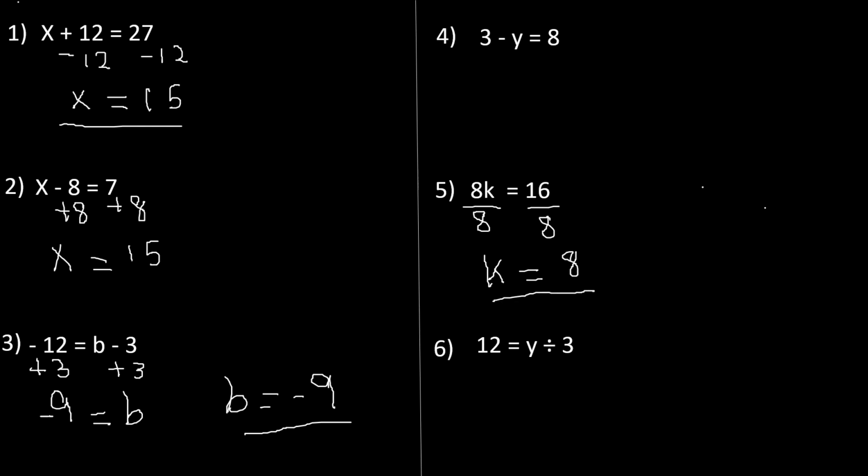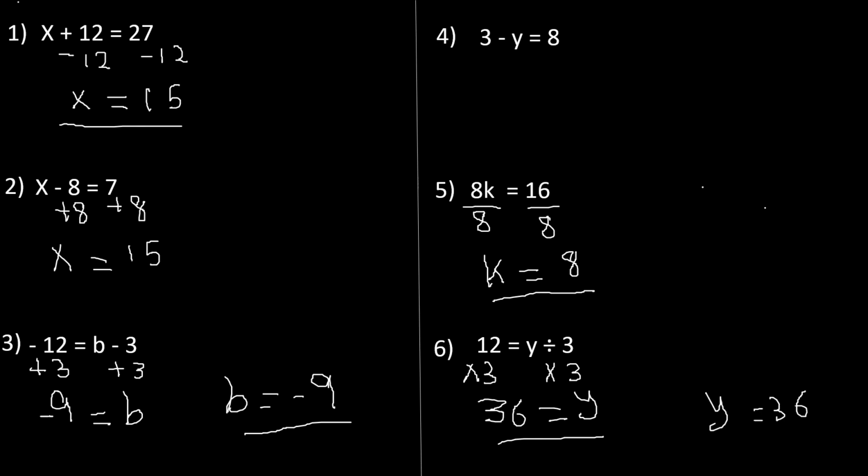In number 6, we have 12 equals y divided by 3. So on the right-hand side we have y divided by 3. The opposite of division is multiplication. So we have to multiply by 3, or times 3, on both sides. Then this will be 36, and this will be y. And the answer will be y equals 36. We can write it as y equals 36.